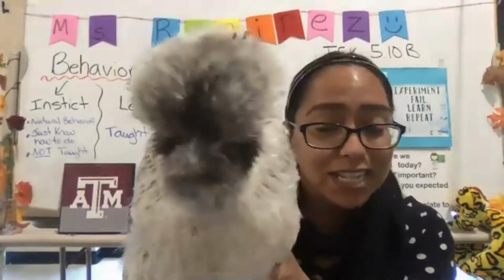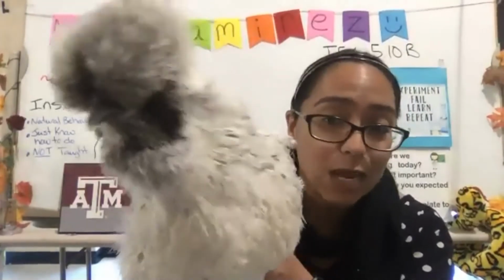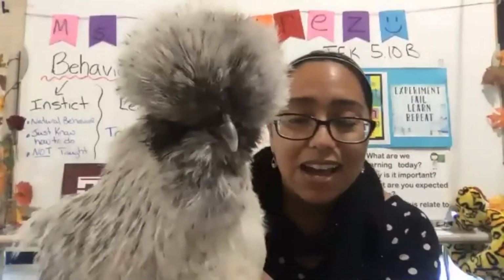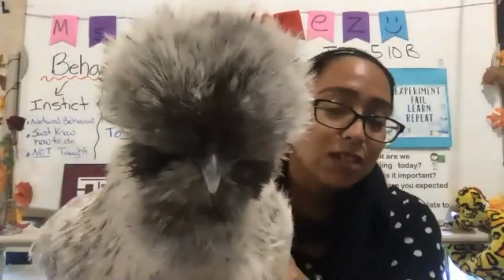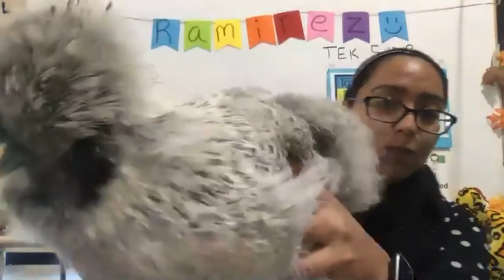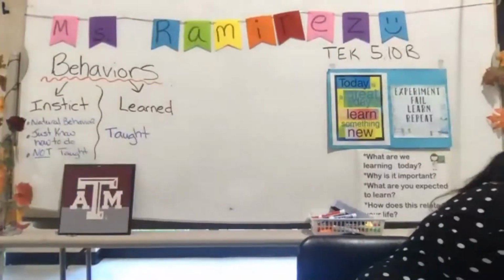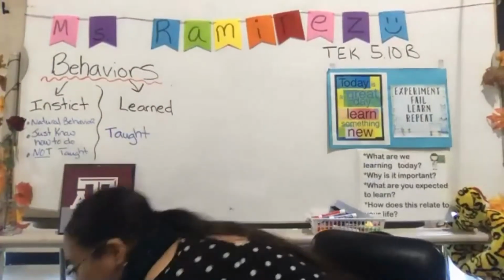Now Pepper here has learned her name. So when I call her name, she normally comes running to me. I think because she associates her name with getting food or treats. So that is something that she has learned how to do. So I'm going to go ahead and put Pepper up, and then we'll go ahead and meet our next animal. Actually, let me put her on the floor because she's ready to go.